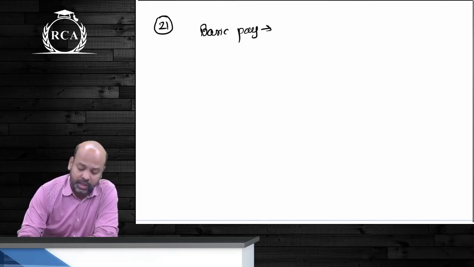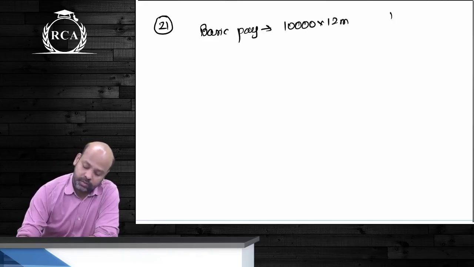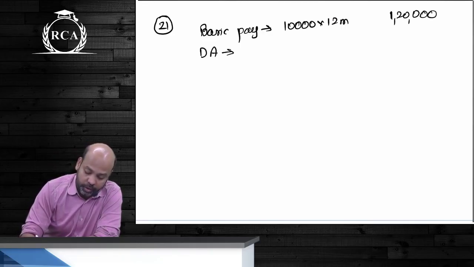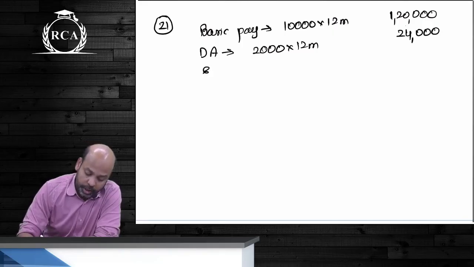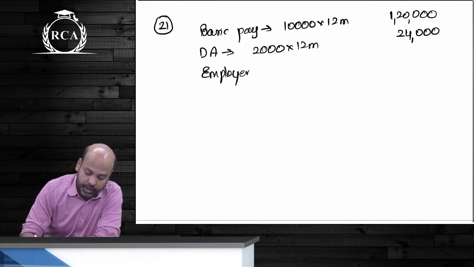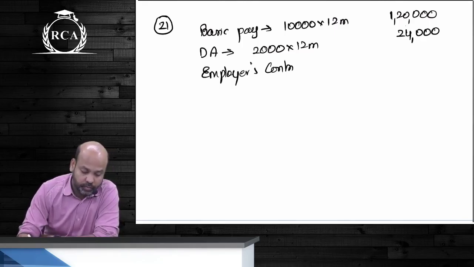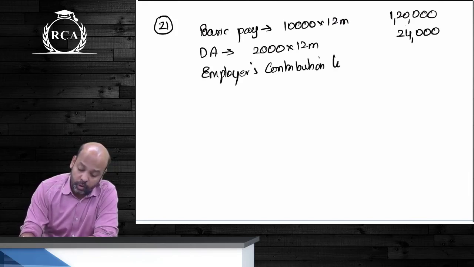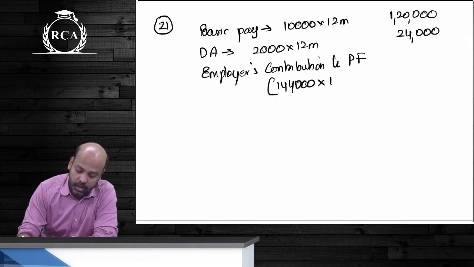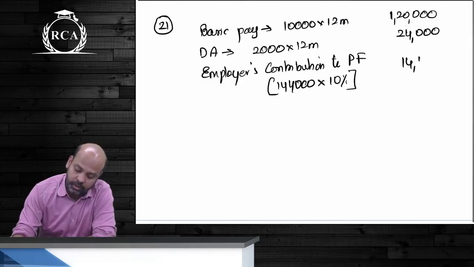Basic pay beta would be 10,000 per month multiplied by 12 months, 1,20,000. Dearness allowance beta is going to be 2,000 per month multiplied by 12 months. That will be 24,000. Employer's contribution to PF. Contribution to PF beta will be 1,44,000 multiplied by 10%, 14,400.